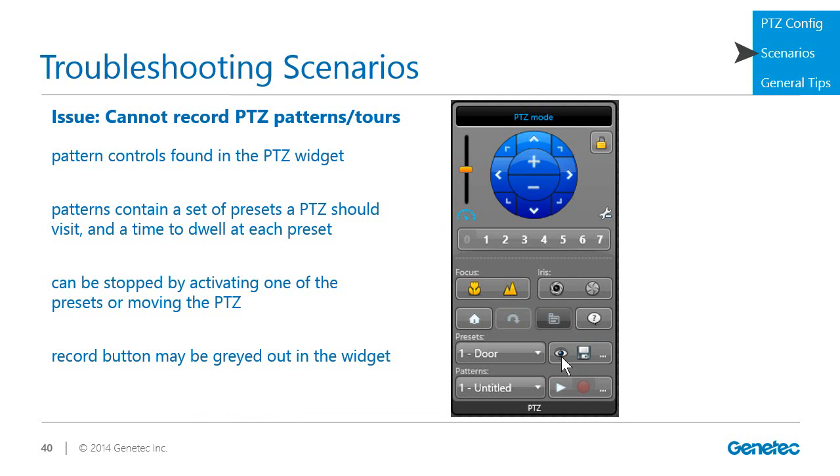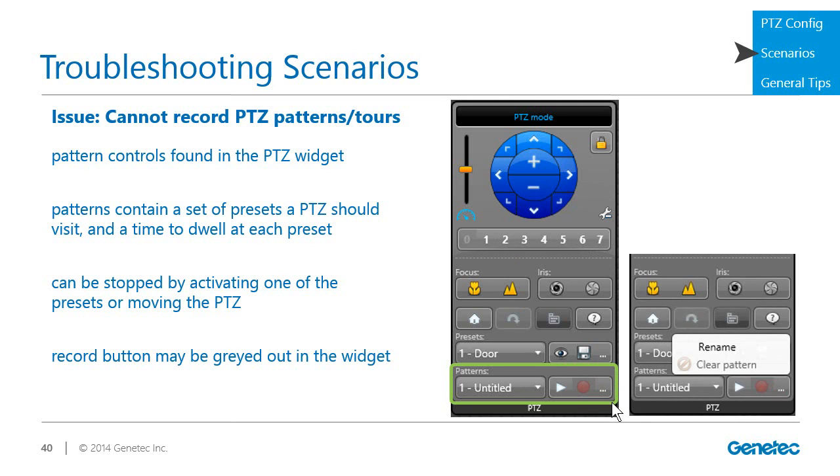Okay, let's take a minute to look at PTZ patterns, which are sometimes called tours as well. The pattern controls can be found in the widget and allow you to run, record, rename, and clear different patterns. Running a pattern causes the PTZ to move between different preset positions after set time intervals. Now, if you want to stop a pattern, just click on one of the preset buttons or one of the movement controls in the PTZ widget.